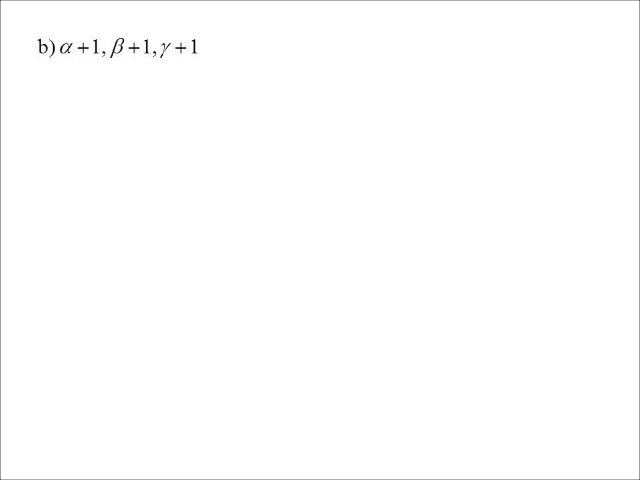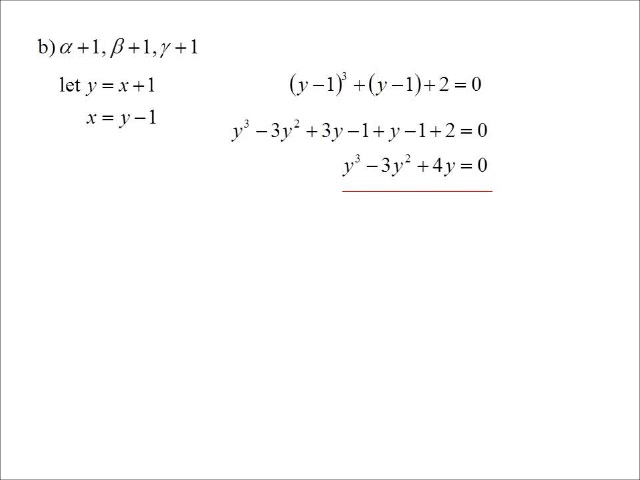Okay, if it was alpha plus 1, beta plus 1, again, same idea. Let y equal x plus 1, so x is y minus 1. Substitute that in. Yes, that is a polynomial. Mind you, it looks a lot neater if we expand it all out and make it look like one. So we expand it out, group the like terms, and there's our new equation. So again, the solutions to this equation are one more than the solutions to the original equation.